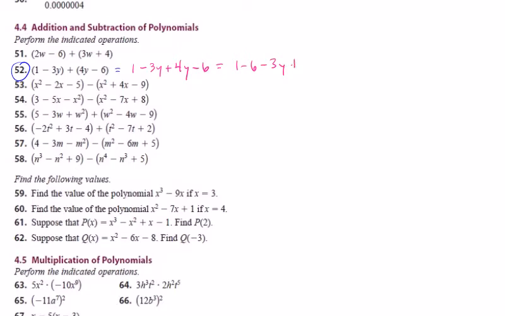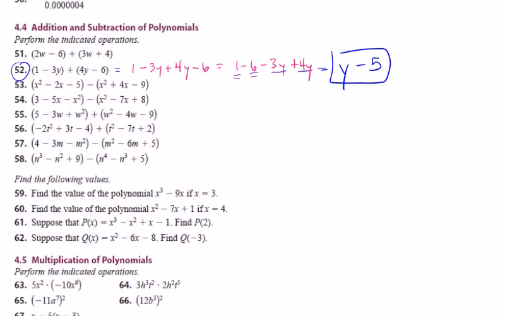Notice how I'm keeping the signs with each of the numbers, right? So the negative goes with the 6, the negative goes with the 3y, positive goes with the 4y, okay? So then we're combining like terms. So I'm going to do the y's first. Negative 3y plus 4y, that equals positive 1y, right? I don't have to put the 1 in front because it's implied there. And then I have 1 minus 6, which is negative 5. So that's the answer, okay? So once again, just combining like terms.